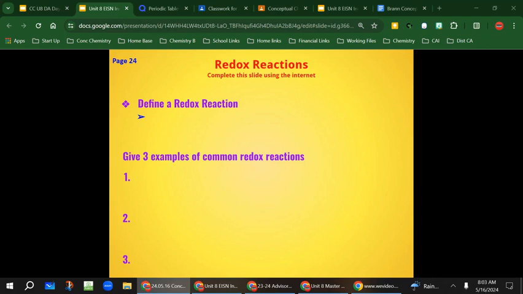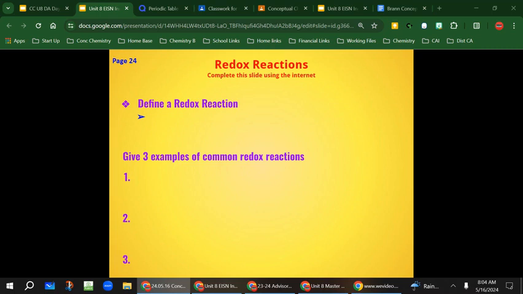All right, somebody give me a good definition of a redox reaction. A chemical reaction that involves the transfer of electrons between 2 species. That is absolutely perfect, ladies and gentlemen. That is the definition of a redox reaction that we're going to use in this class: a chemical reaction that involves the transfer of electrons between 2 species.